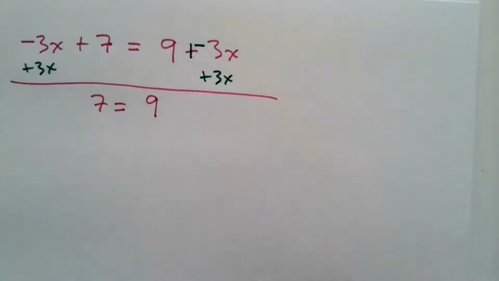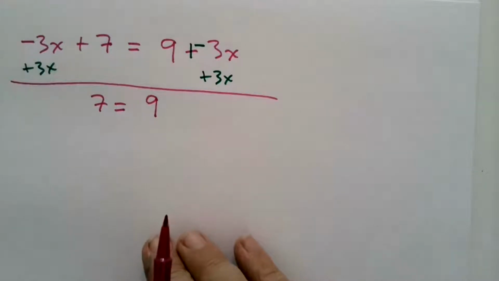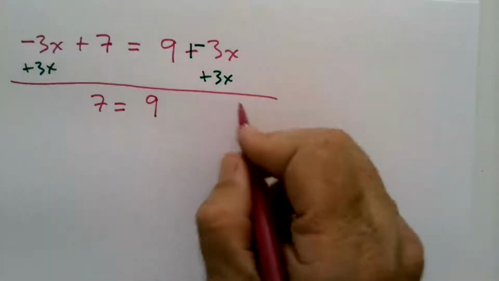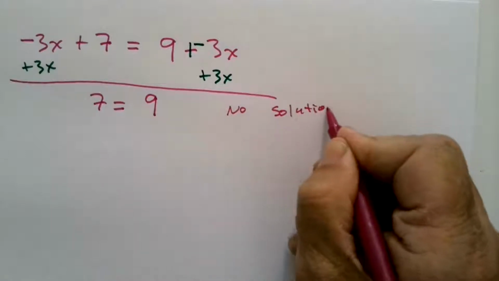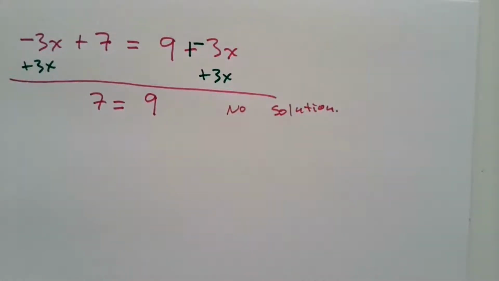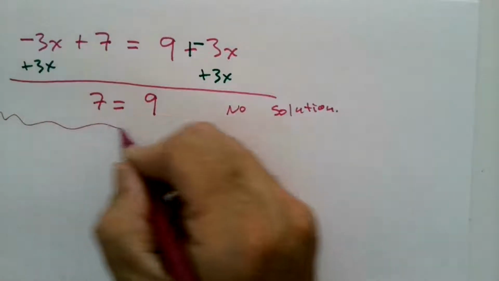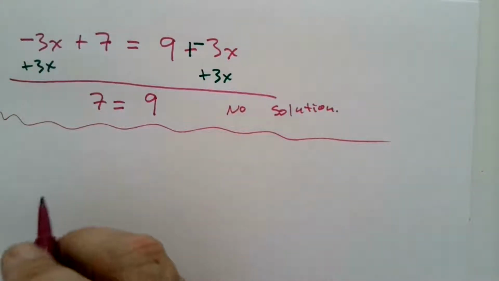7 equals 9? That's ridiculous. You get a situation like that that is untrue and all of the x's disappear, we say no solution. No solution on that one. All right. See if we can do one more problem here.